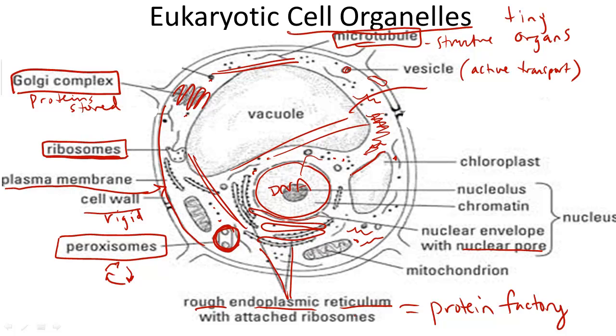A chloroplast exists in some eukaryotic cells in order to promote photosynthesis. It contains chlorophyll, and there can be many chloroplasts inside of a plant cell. Mitochondria are the powerhouses of the cell. They're like the engine. This is where cellular respiration takes place, where glucose is turned into waste products, producing ATP. So this provides energy for the cell, for all eukaryotic cells.